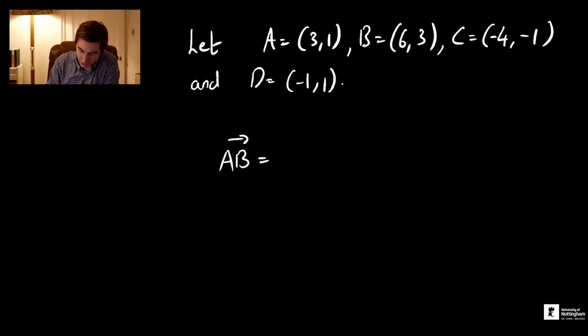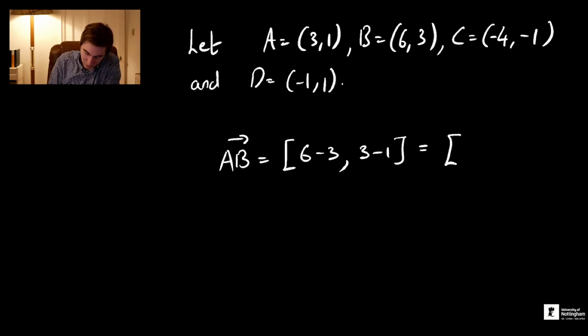Well, how do I do that? I know how to compute that. I take the first component of B, which is 6, and I take away the first component of A, which is 3. I use my square brackets because I know this thing is a vector, so that's 6 minus 3. And then the next one, I take the second component of B and take away the second component of A. It's 3 minus 1. In other words, the overall vector is given by [3, 2].